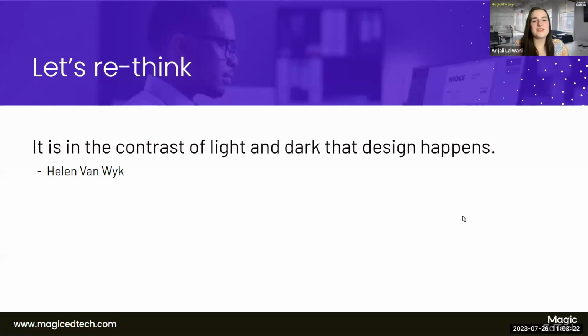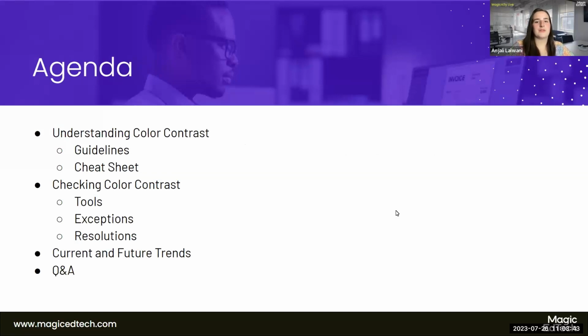Alrighty, so just some housekeeping before we get started. We'll talk about color contrast for about the first half hour, and then we'll move into a Q&A. For your questions, you can put them in the Q&A tab that Zoom has enabled, and closed captions are also enabled if you need or would like them. To use them, you can just hit the CC button. And our agenda for the day: first, we'll be talking about color contrast, guidelines, and cheat sheets. Then we'll be talking about checking color contrast, tools, exceptions, and resolutions. And then we'll talk about current and future trends with color contrast, and then we'll go into our Q&A.